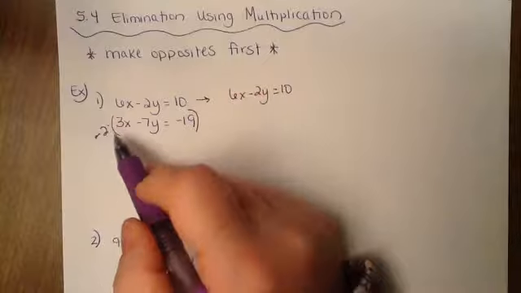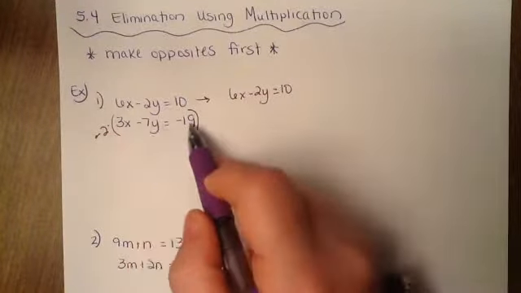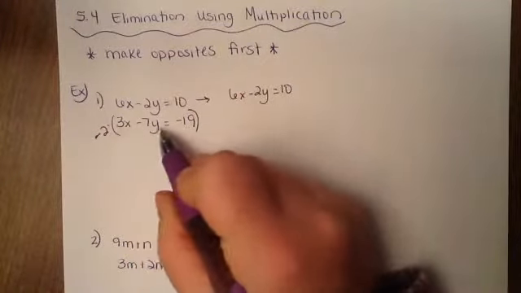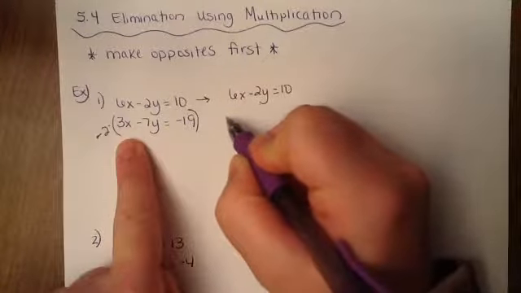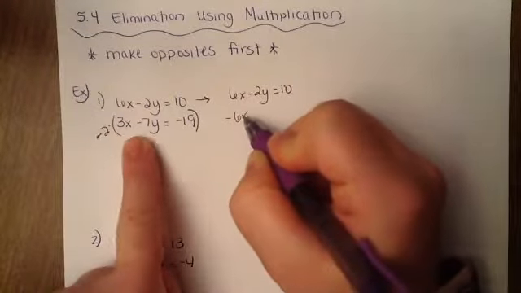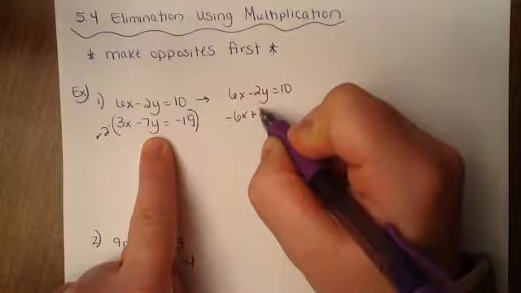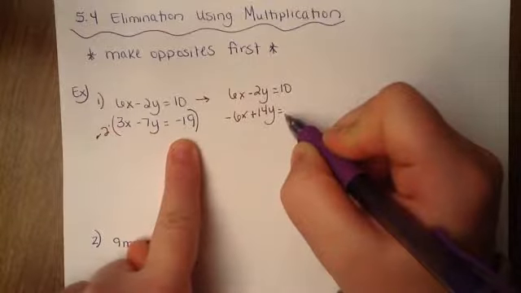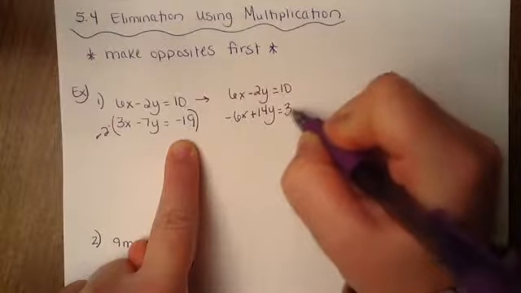And now on the bottom, when I multiply this by negative 2, I must multiply all parts by negative 2. So I'm going to multiply each by negative 2. So this one will become negative 6x. Here will become plus 14y. And negative 19 times negative 2? Positive 38.